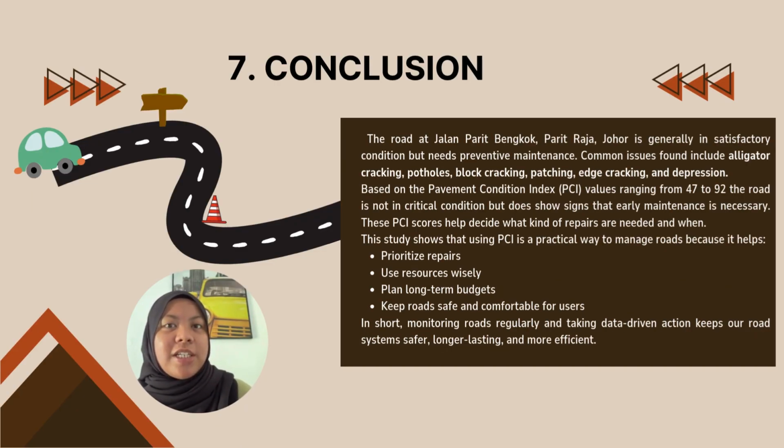In conclusion, the road at Jalan Parit Bengkok is generally in satisfactory condition but needs preventive maintenance. Common issues found include alligator cracking, potholes, block cracking, patching, edge cracking, and depression. Based on the PCI values ranging from 47 to 92, the road is not in critical condition, but does show signs that early maintenance is necessary. These PCI scores help decide what kind of repairs are needed and when.